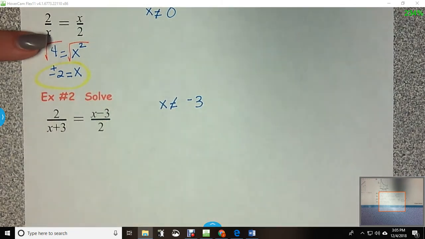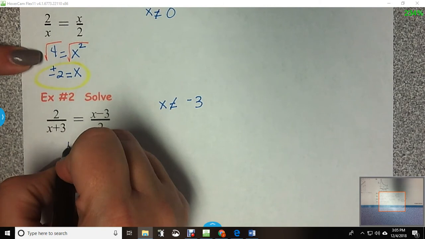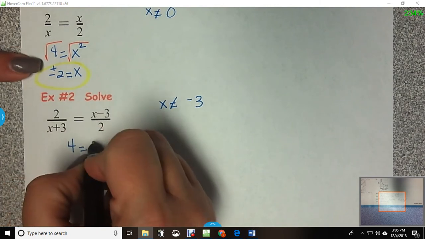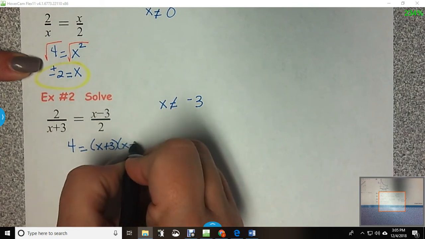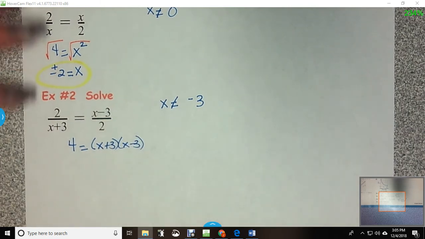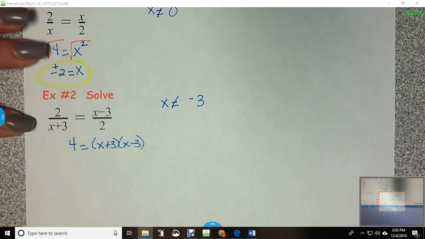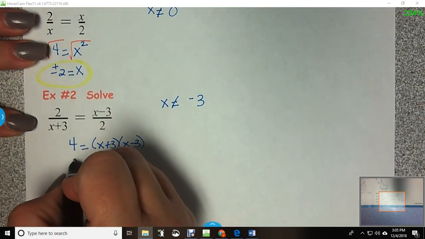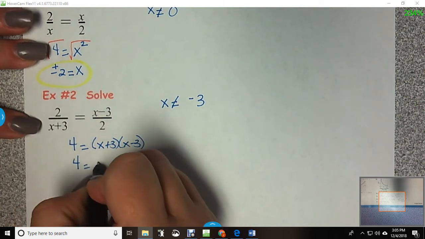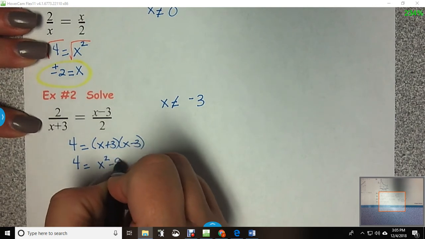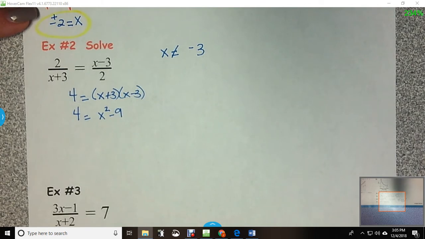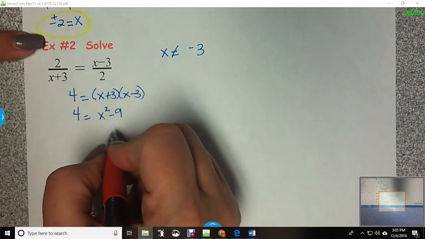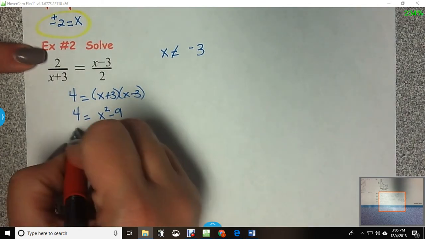-3. So now, once again, this is a proportion. I'm going to cross multiply. So 2 times 2 is 4. And then I get x plus 3 times x minus 3. What do I have to do now? FOIL on that right-hand side. And I'm going to end up with x squared minus 9. Next, add 9.